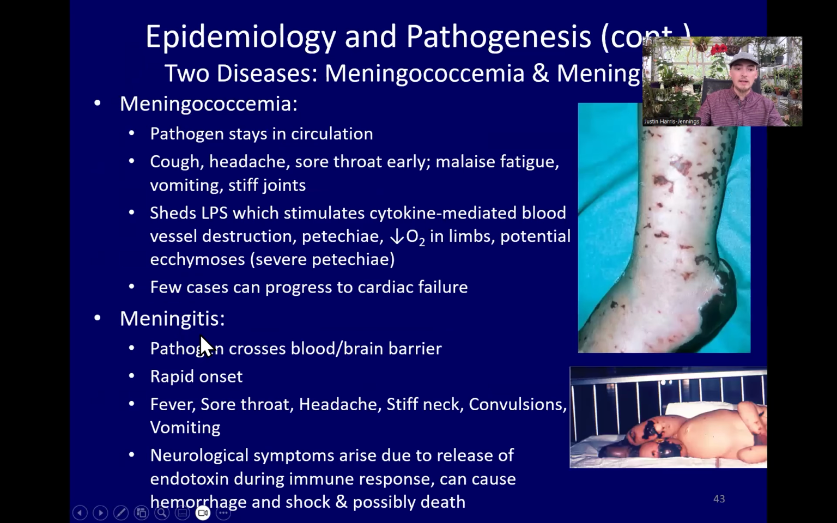Otherwise, it creates meningococcemia, which would be meningococcus, the bacteria, in the blood. The emia would be in the blood. And so it's this bacteria getting into the blood and then going into the circulation and causing the same kinds of tissue damage that you'd see in the brain, but outside on the skin.